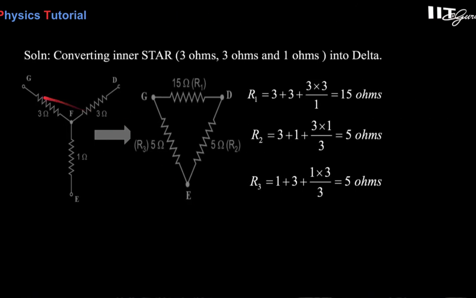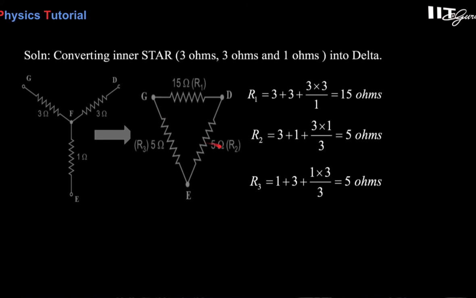So like this here, this is G, this is D, this is E, GDE, the same points, and F, which was the neutral point over here. So if you convert it, then using this 3 ohm and this 3 and 1, first of all you have to add this to find R1. So look here, this is R1. So between G and D, if it is R1, then you have to go for this one, 1 ohm in the denominator, and this 3 will be in the numerator. So 3 plus 3 plus 3 into 3 upon 1.